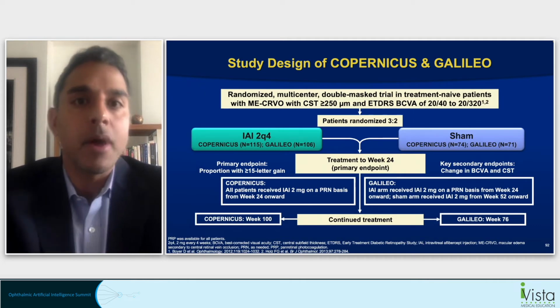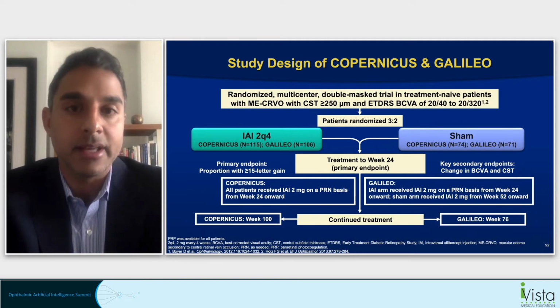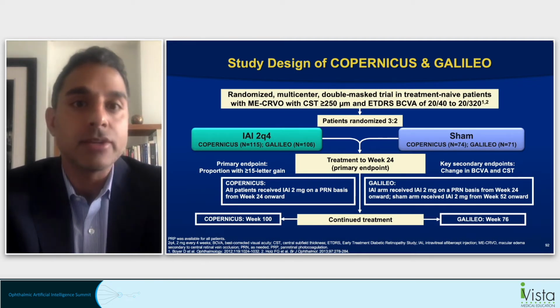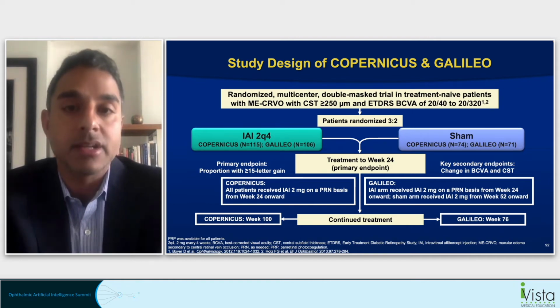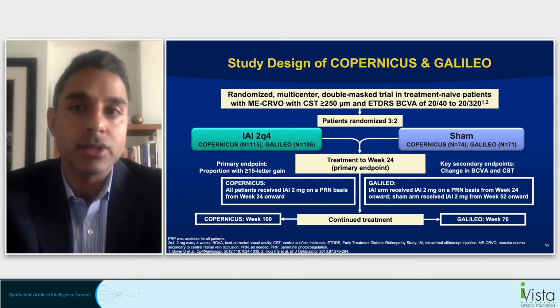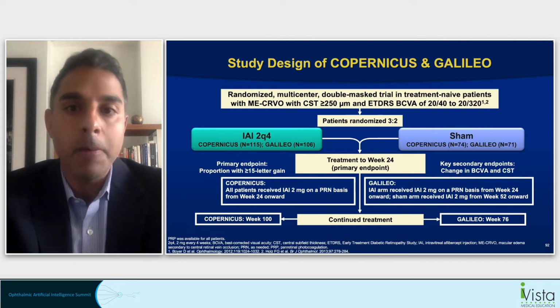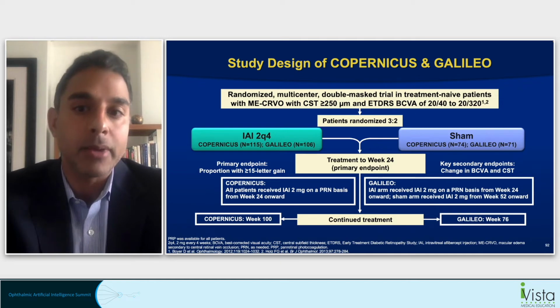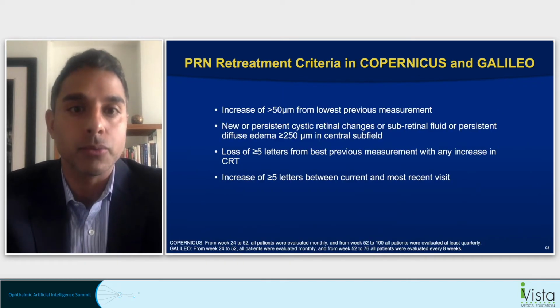The data set that we use comes from the Copernicus and Galileo study. And this was the registration clinical trials that approved aflibercept for the treatment of macular edema secondary to central retinal vein occlusion. And in the design of the study, which is relevant, the patients received monthly aflibercept injections for the first 6 months, or they received sham injections. But at week 24, all patients then transitioned over to a PRN basis. And then they were followed out to either 76 or 100 weeks.